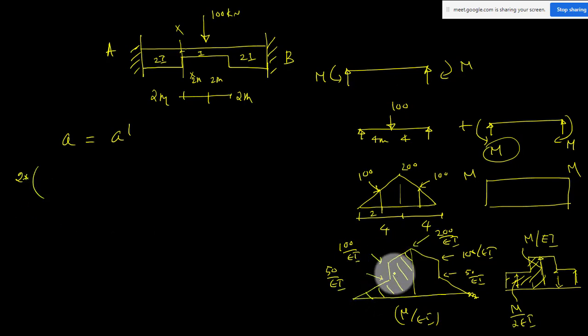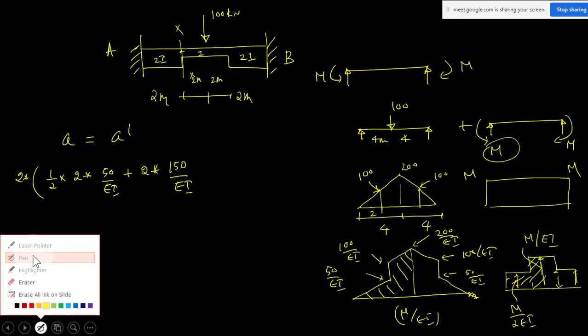What is this area? This triangle plus this trapezoid. Half into 2 into, what is the area of this triangle? That is half into 2, what is this height? 50 by EI, plus what is this trapezoid area? The length is 2 meter, 2 into average height. This is 100 by EI, this is 200 by EI, so 100 plus 200 by 2, average height will be 150, so 150 by EI.